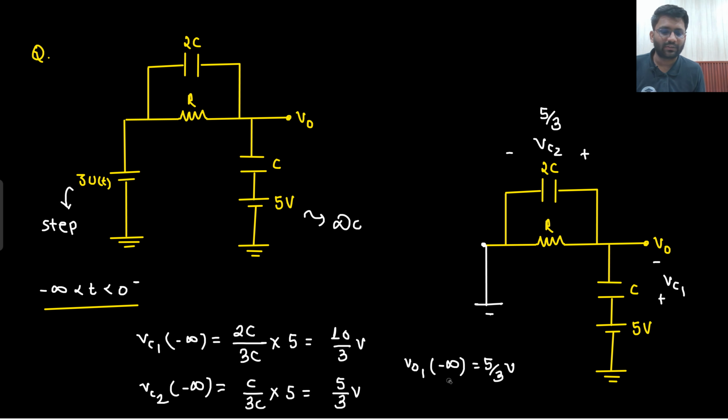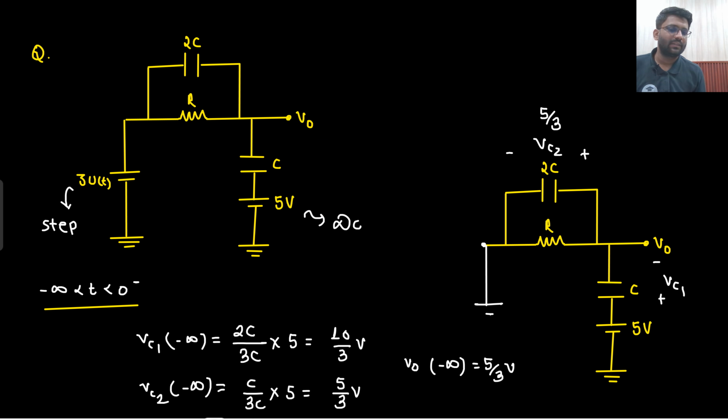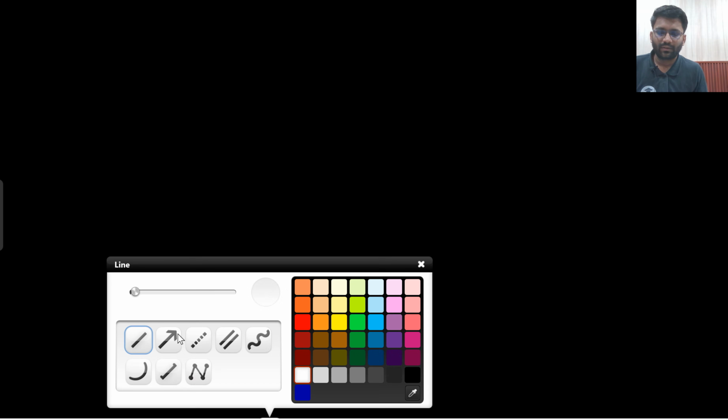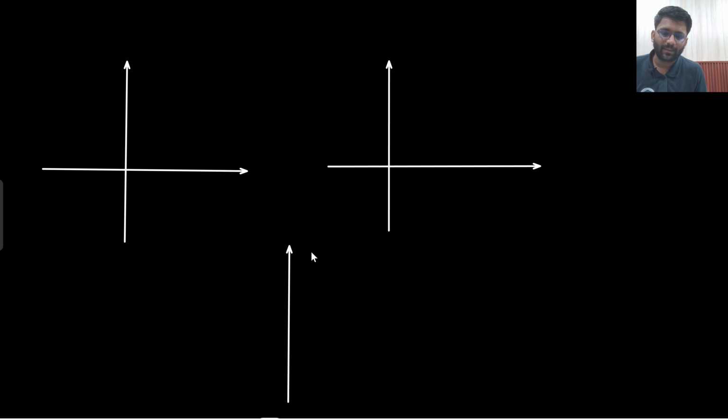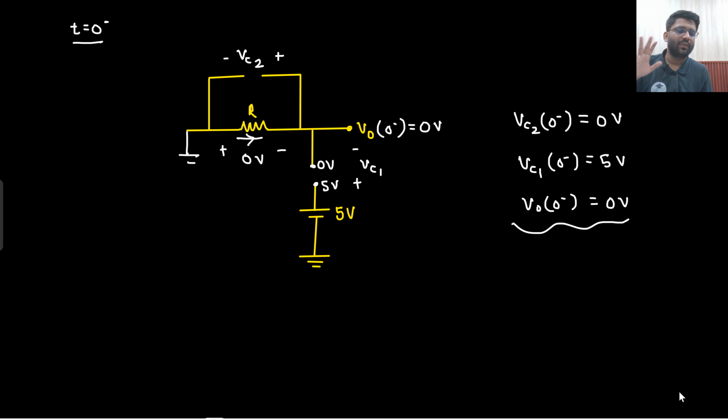But V0 is not a matter of concern for us. V0 at minus infinity is not a matter of concern. Always the matters of concern are these three values. Say yes or no. Okay. So at 0 minus we have analyzed the circuit and we will put all the values. So we will draw the waveform of VC1, the waveform of VC2, and the V0 waveform as well, with respect to time. So in the interview as well, you need to take care of 0 minus only, not minus infinity.